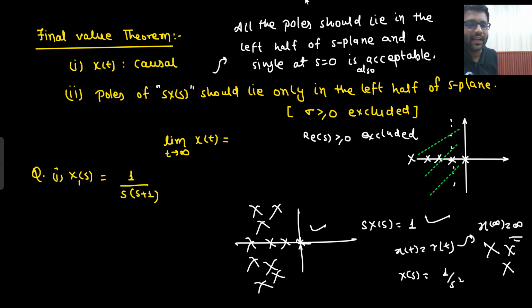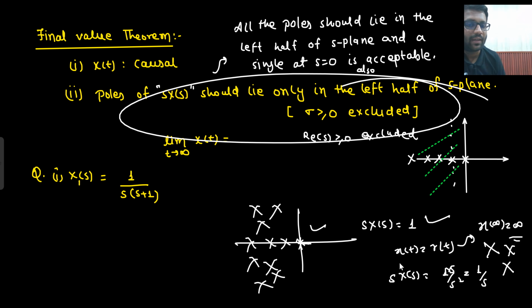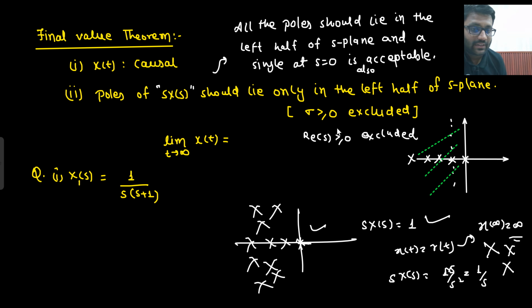But what did I do? I multiply X(s) with s. That means here, if I multiply with s, what will I be left with? 1 by s. So now this pole is at origin, but as per this statement, the pole at origin is also not accepted. Only poles before the origin will be accepted. As per this statement, real part of s greater than or equal to 0 is excluded. That means even if your pole is here, that will also not be accepted. Is that clear to you or not?